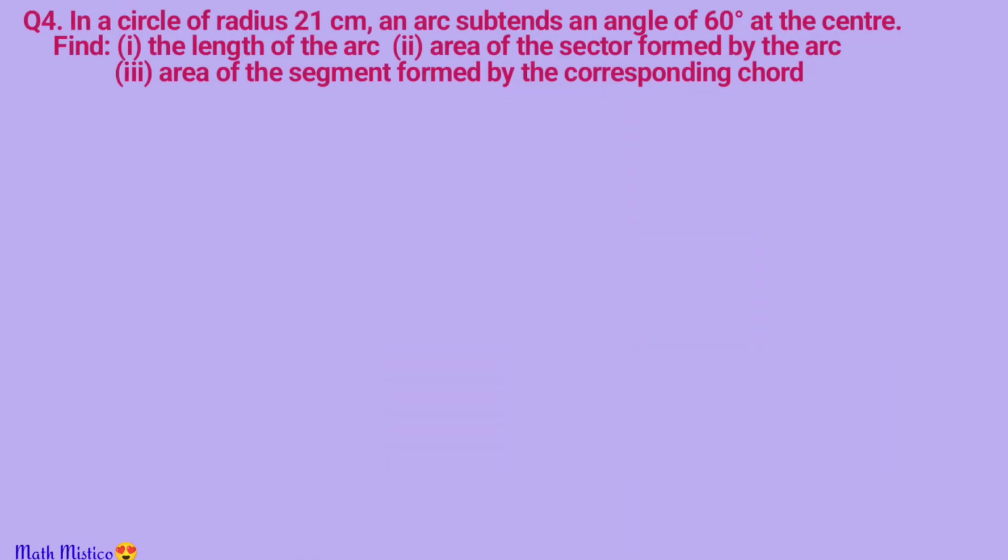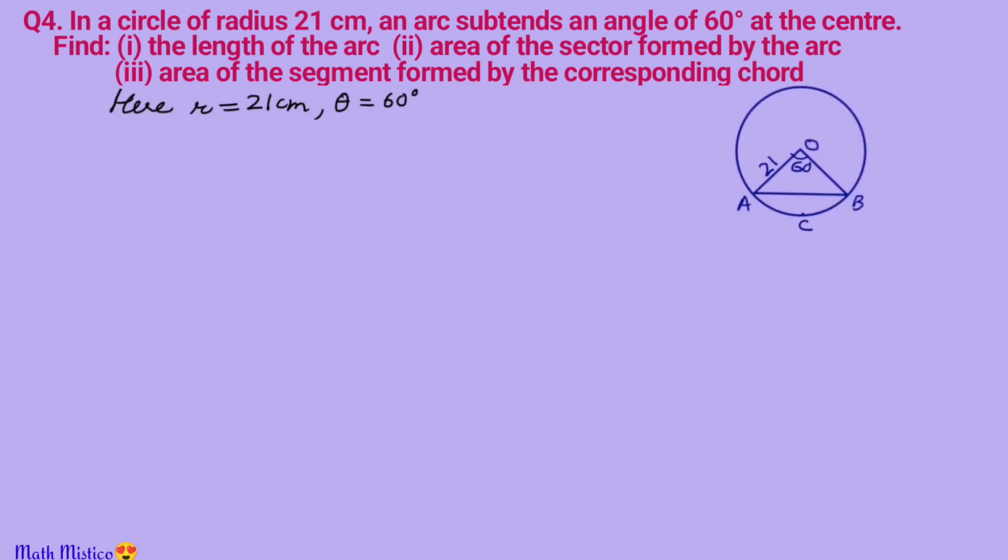Now let's try the next problem. Here the radius is 21 centimeter and the angle theta is 60 degree. As we are asked to find the area of a segment, we need to draw a figure also. So let us quickly draw the figure. The arc corresponding to this sector is arc ACB.